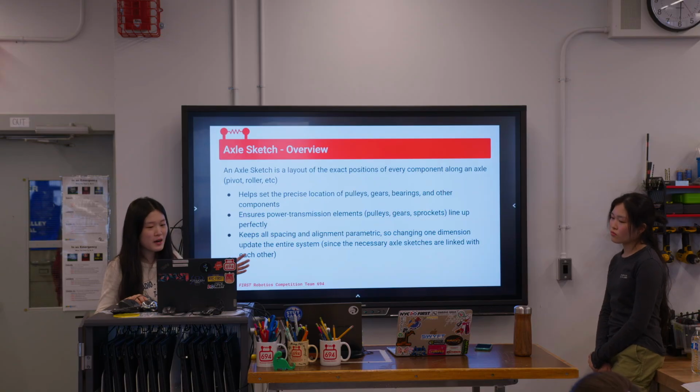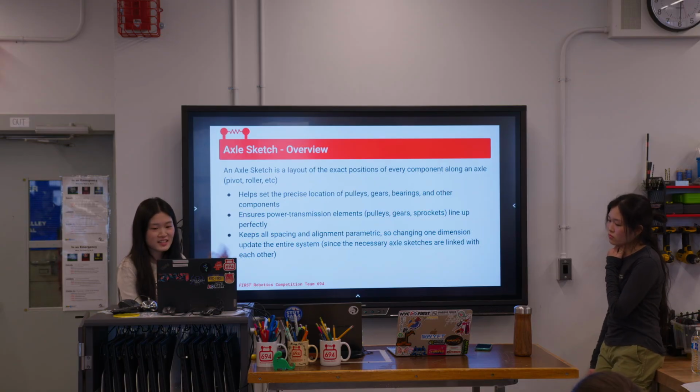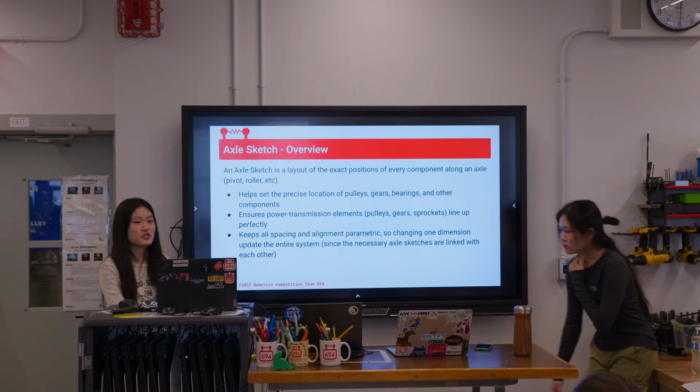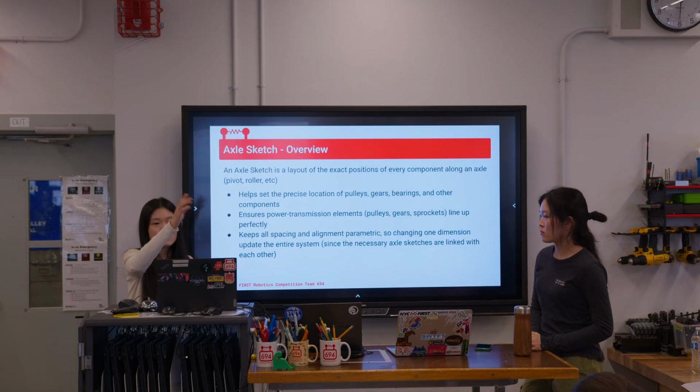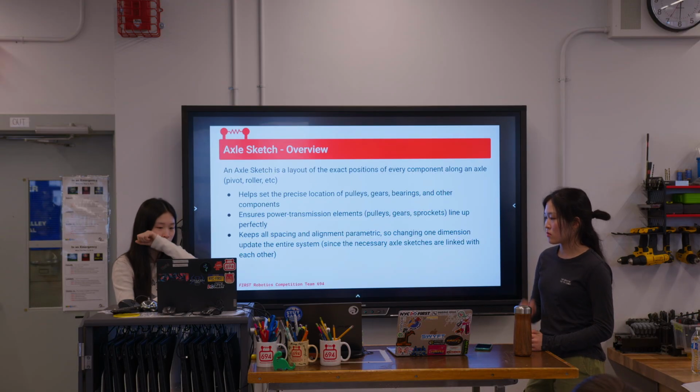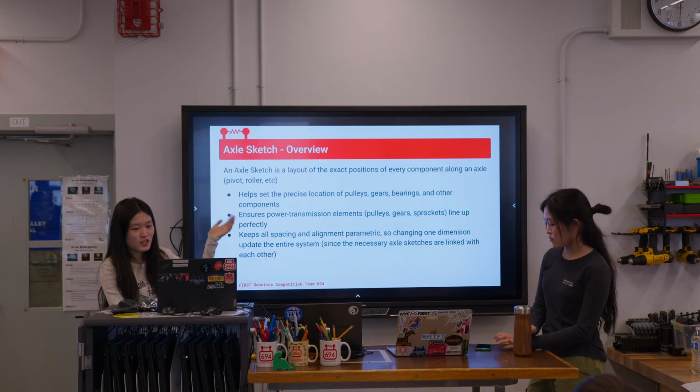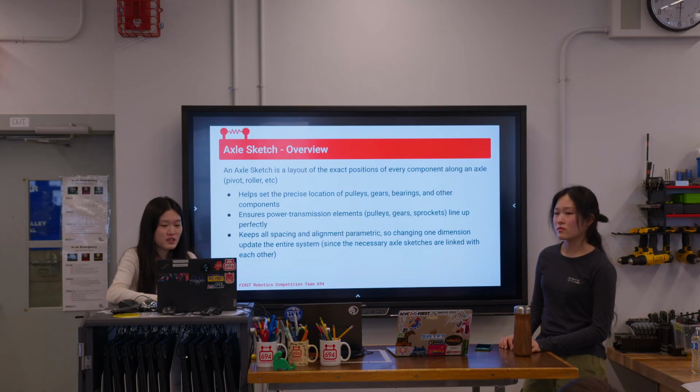It ensures that the power transmission elements, like the pulleys and the gears and sprockets, are all in line. Because when you have two sprockets, you want to make sure they're exactly centered. Also, for gears, you want them exactly centered. The axle sketch basically does that for you, and I'll show you guys how to do it in a bit.